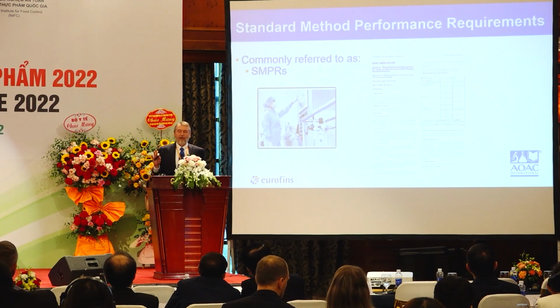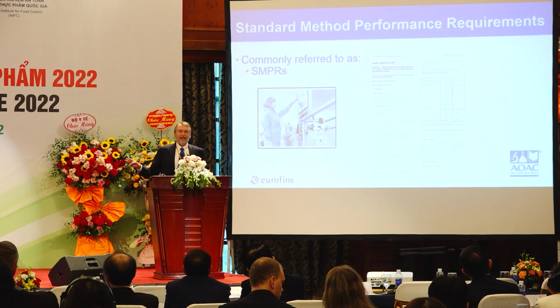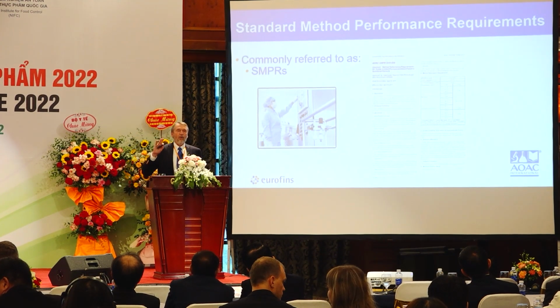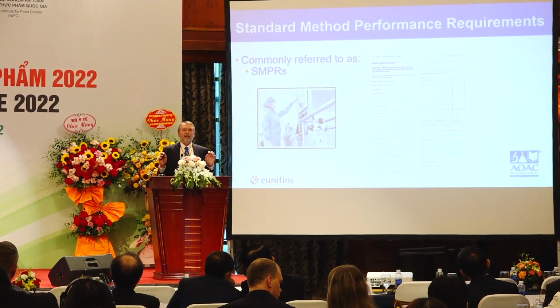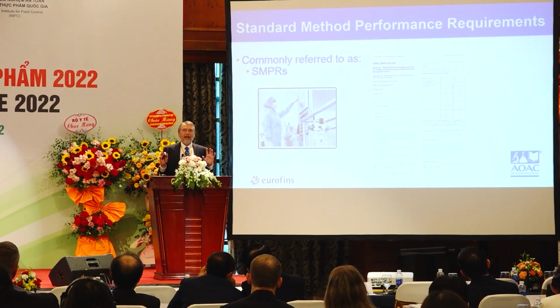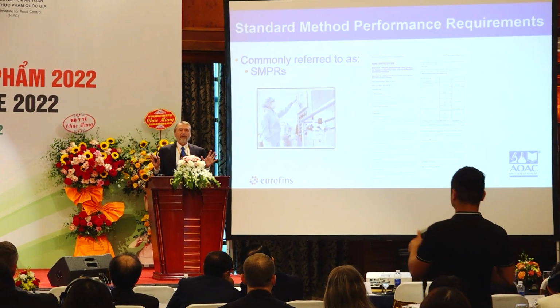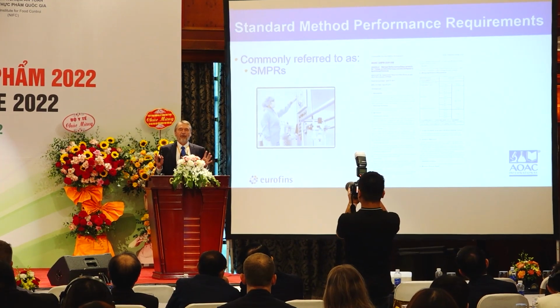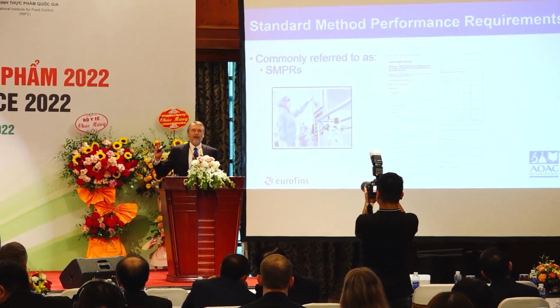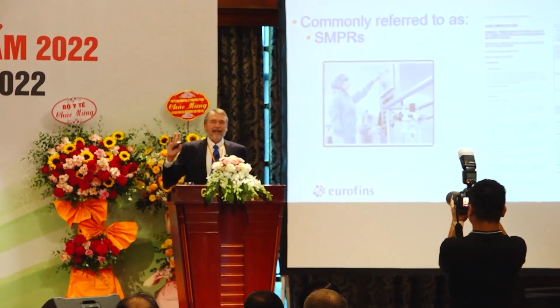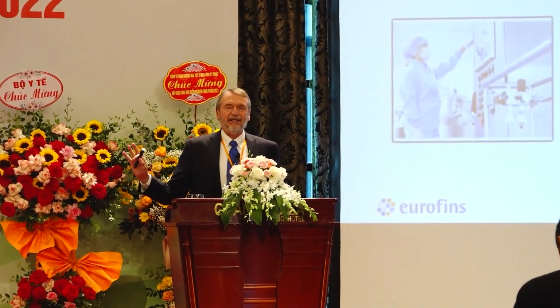So a standard method performance requirement is referred to as an SMPR. This might be difficult to read, but this is what an SMPR looks like. Once everything's agreed upon by the stakeholders and by the working groups, it is sent out for a vote for approval. If it in fact is approved, it's codified by AOAC International and given an official number. It's then published. So we're on record as stating what our preferences are and what our requirements are for individual test methods.